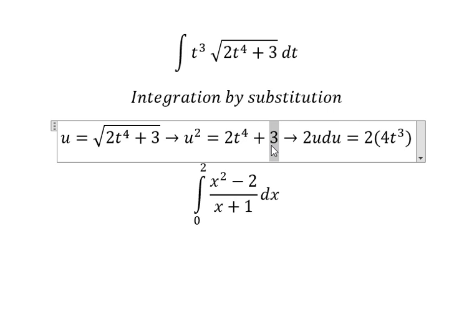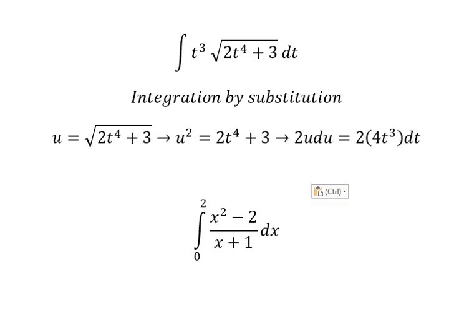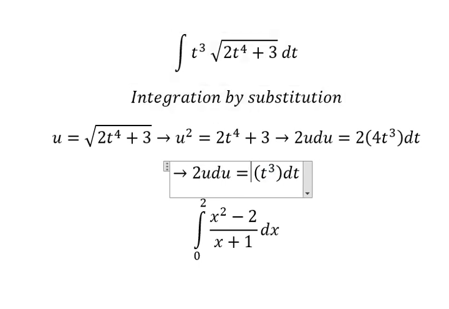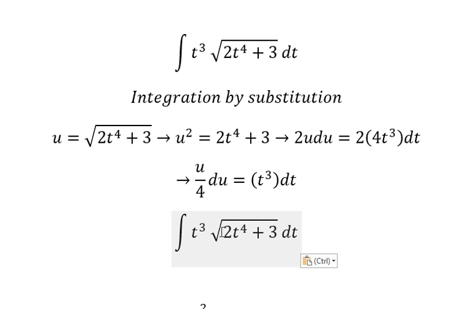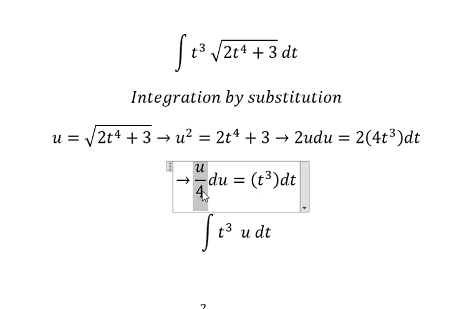This one, that is the constant, so you got 0. Because we don't have number 8 from number 2 and number 4, we divide both sides by number 8. So this one we change by u. t to the power of 3 dt, we change by u over 4 du.